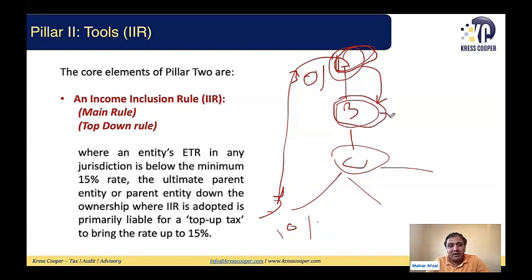If this entity is not applying, then wherever jurisdiction they are, they need to apply and pay the remaining differential amount to the respective jurisdiction. This approach is called the top-down rule.